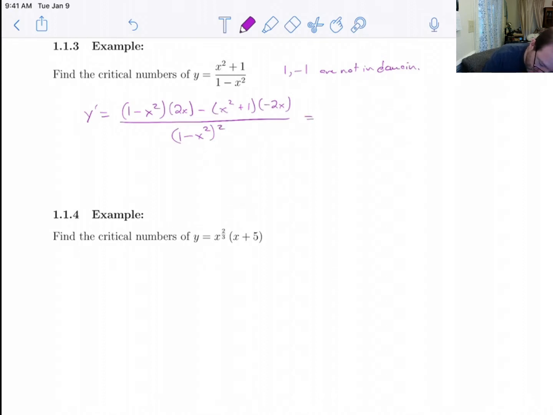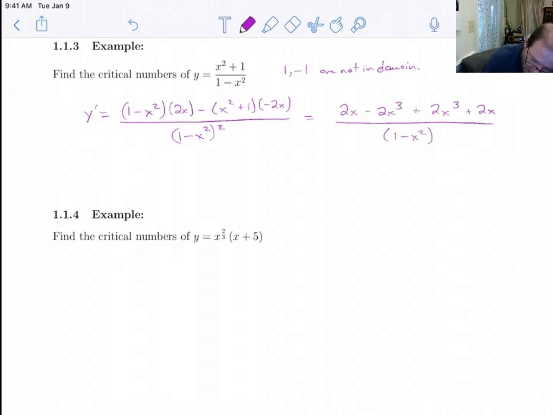All right, let's see, this top turns into 2x minus 2x cubed, and then plus 2x cubed plus 2x. Let me just double check that for a second. Yeah. All right. So when we put that together, the 2x cubes cancel out. We're left with 4x over 1 minus x squared.